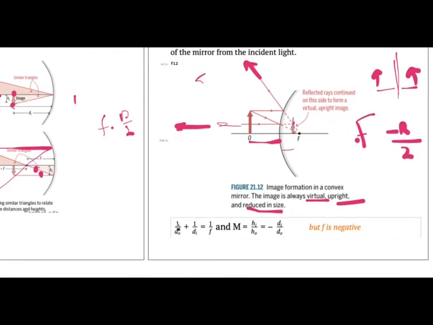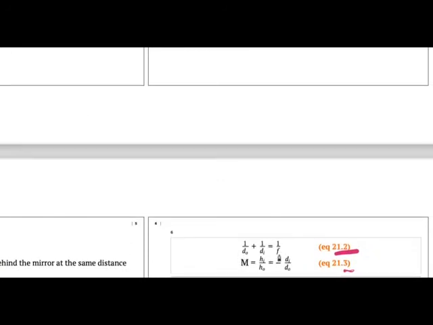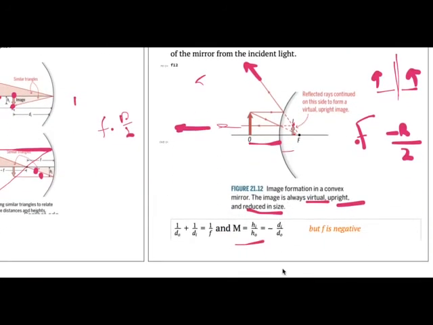And once again, we have these equations. 1 over dO plus 1 over dI is 1 over f. And again, we have the equation m is hI over hO. That's just the definition of magnification. But m is minus dI over dO. Exactly the same as here. So you get the same equations. But in the case of a convex mirror, f is taken as negative, the distance from the mirror to the point.